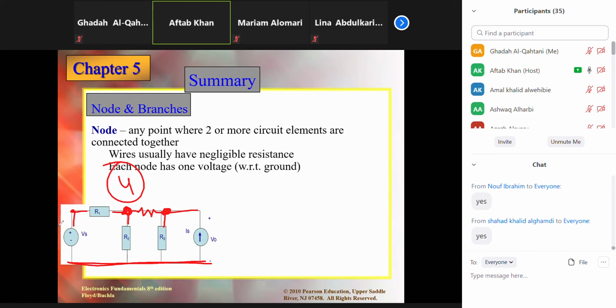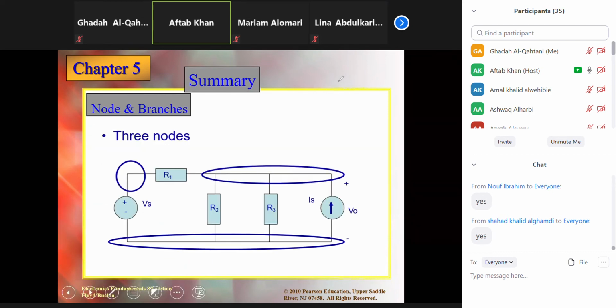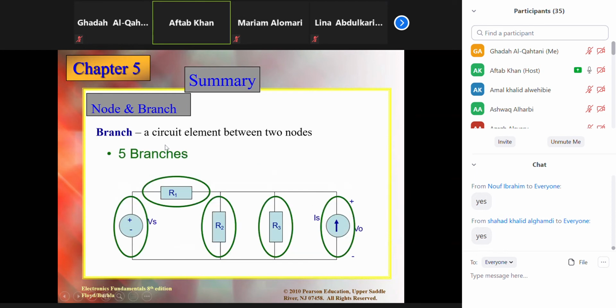Okay, this is about the nodes and the branches. Branches is the number of elements itself. So see, there are 3 nodes. It is a single node, it is a single node, and it is a single node. So 3 nodes are there. Branches, the circuit elements between 2 nodes, are called the branches. Circuit elements between the 2 nodes are called branches.